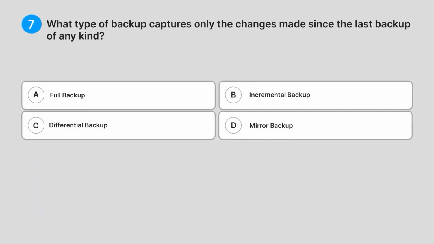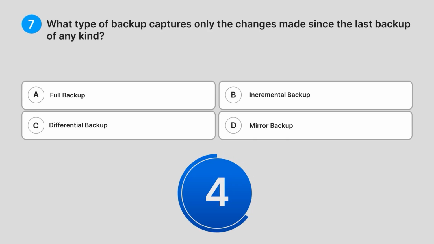7. What type of backup captures only the changes made since the last backup of any kind? A. Full backup. B. Incremental backup. C. Differential backup. D. Mirror backup. Do you know the answer?